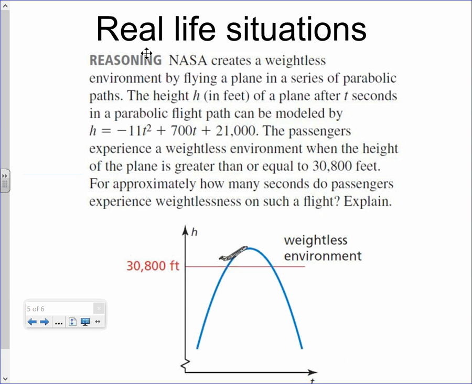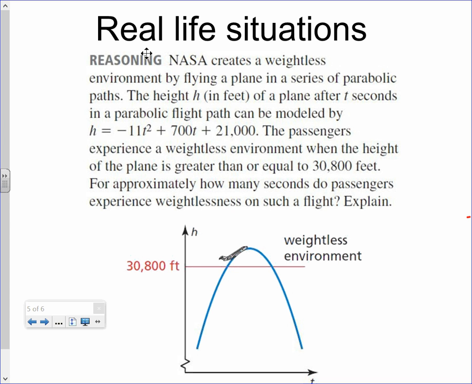So there's a title, real life situation. Go ahead and copy this down. I'll give you about 4 or 5 minutes to copy it down. NASA creates a weightless environment by flying a plane in a series of parabolic paths. Parabolic means parabola, right?